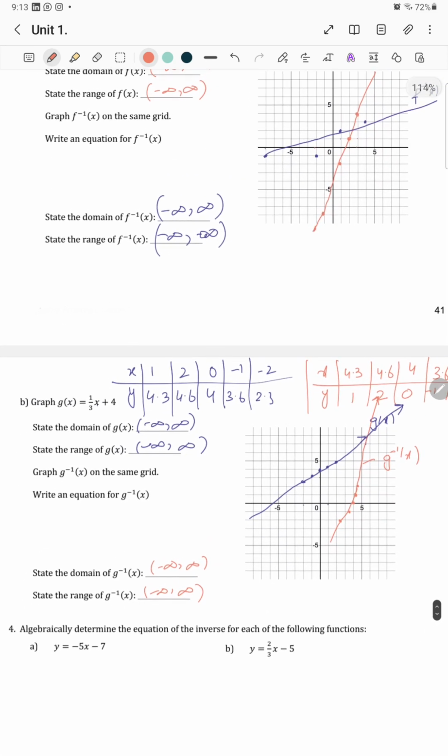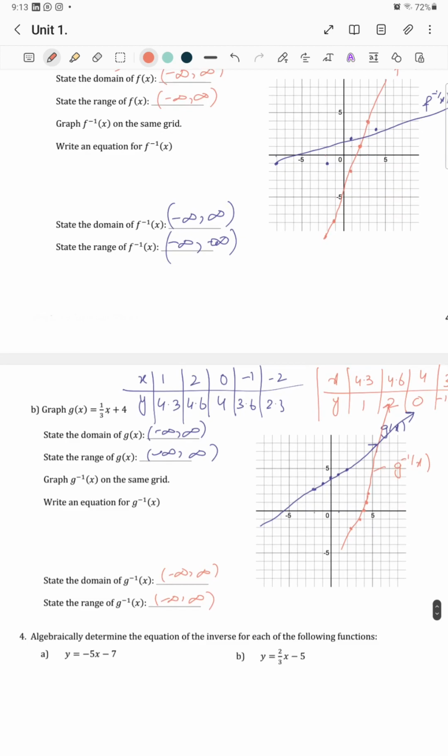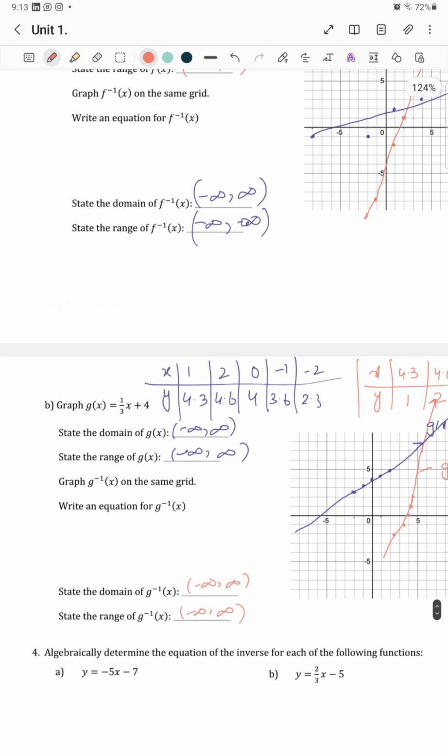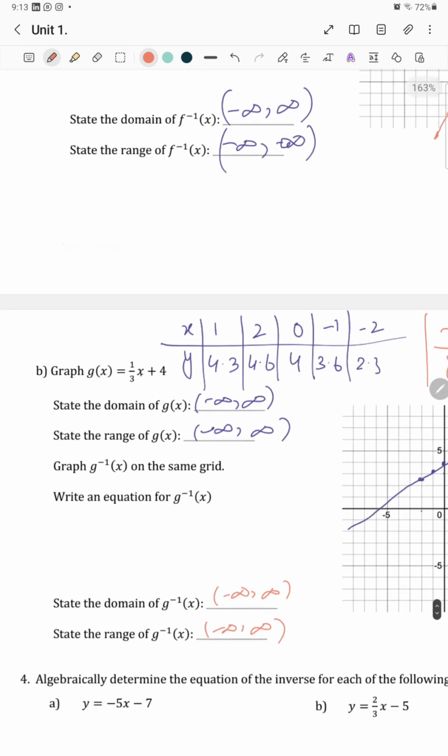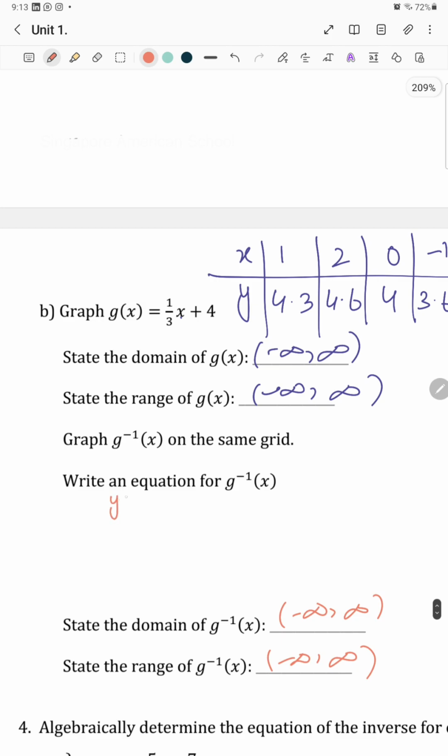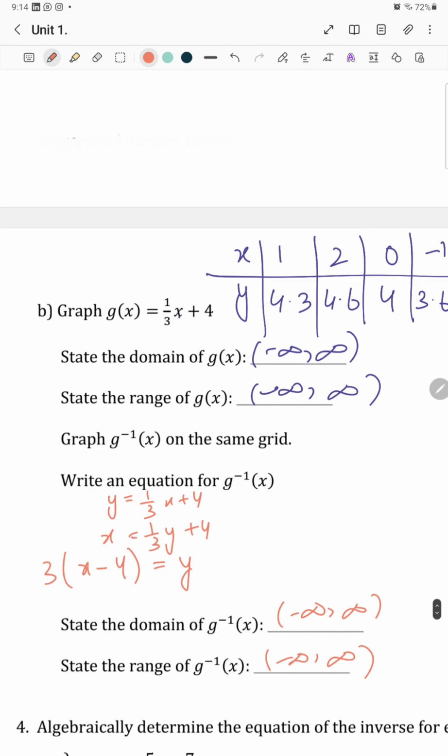Write the equation of g inverse x. So g of x is 1 by 3x plus 4, so for g inverse x, y is equal to 1 by 3x plus 4. Switching, x is equal to 1 by 3 y plus 4, x minus 4 multiplied by 3 is equal to y. So g inverse of x would be equal to 3x minus 4.